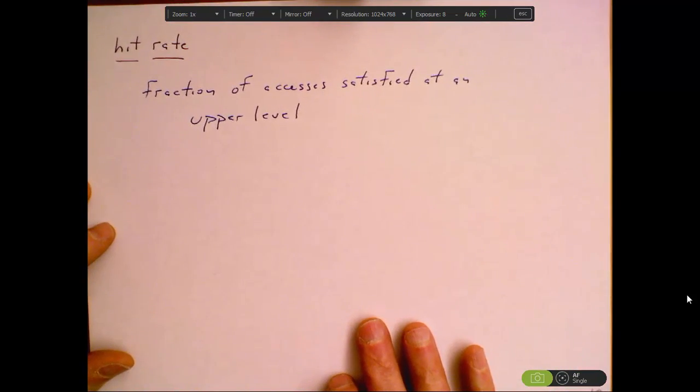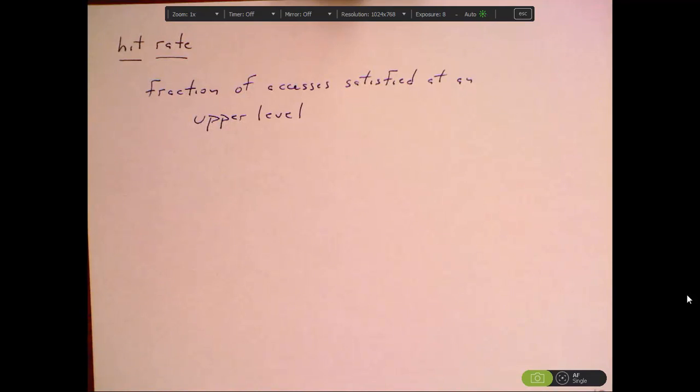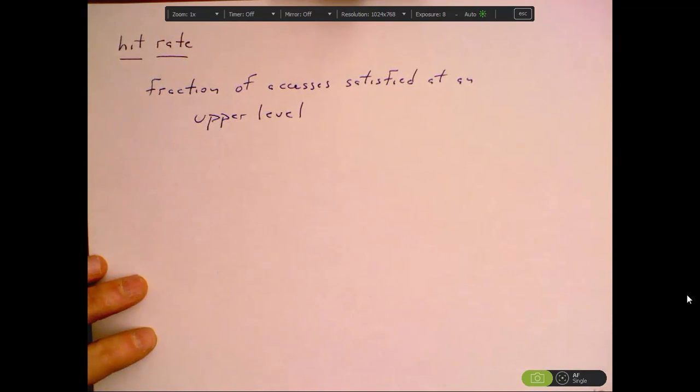A couple of terms that we'll be talking about as we go through this is we'll talk about the hit rate. Here it just means the fraction of accesses satisfied at an upper level. So we'll talk about the hit rate in cache, saying how often do we find what we're looking for in cache. Those are hits. How often do we not find them in the cache, so that we have to go to normal memory to request them? Those are called misses. And we'll talk about the hit rate as the fraction of accesses satisfied at the upper level. So that'd be one important characteristic of a program.